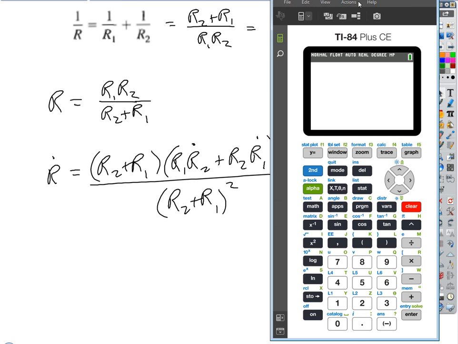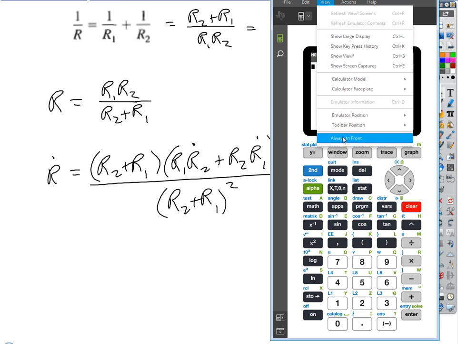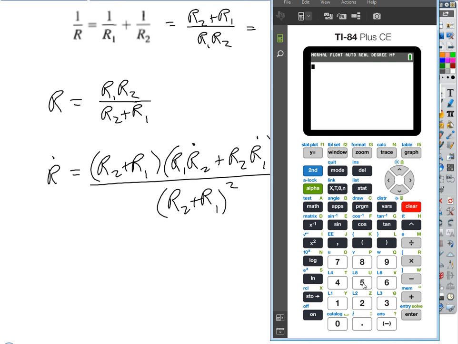Okay, so then I could say R1 was 50. So we could do 50, store as alpha A. Okay, we could do 75, that's R2, store as B. 1 was R1 dot, right? Okay, so 1, store alpha C.